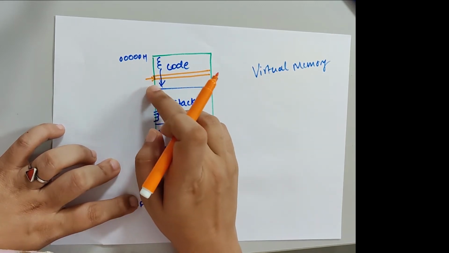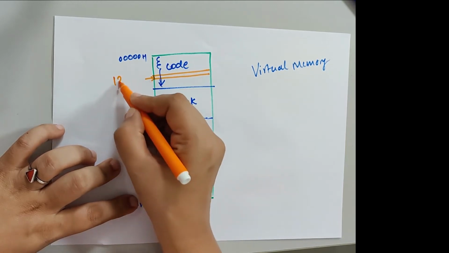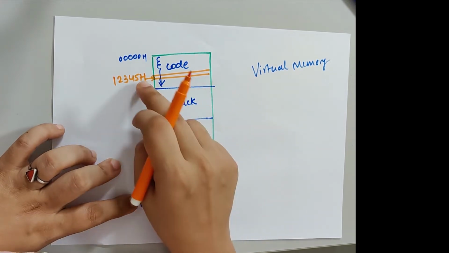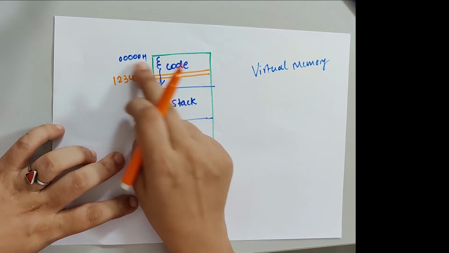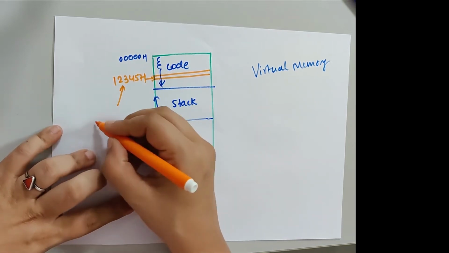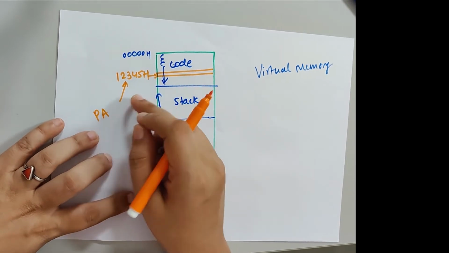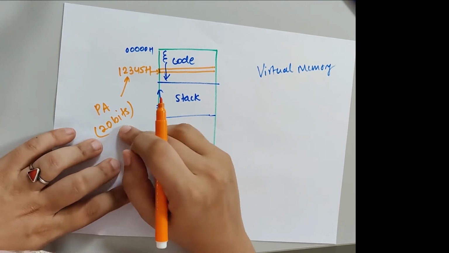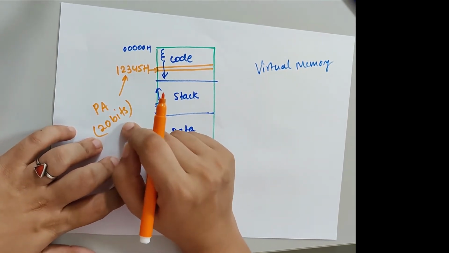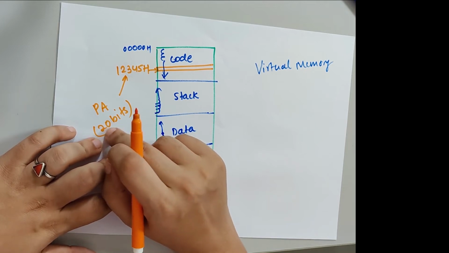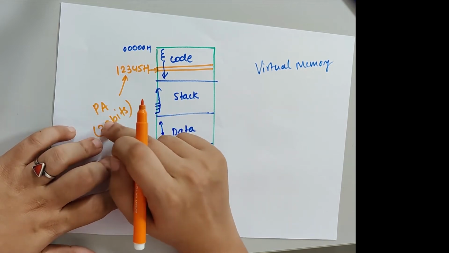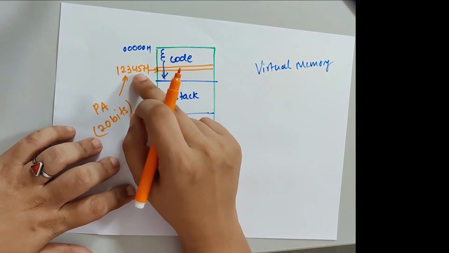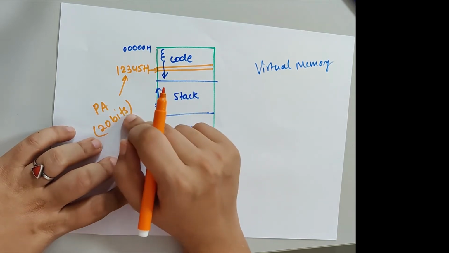This location will have its own unique address, right? Suppose this location has address 12345H. So every location in the code segment will have a particular unique address. And what is this address called? This is called the physical address. And what is the size of the physical address? 20 bits, this we already know. The address bus in 8086 is 20 bits, so it can carry a 20-bit address. That address is the physical, real or actual address of this particular location in the code segment.